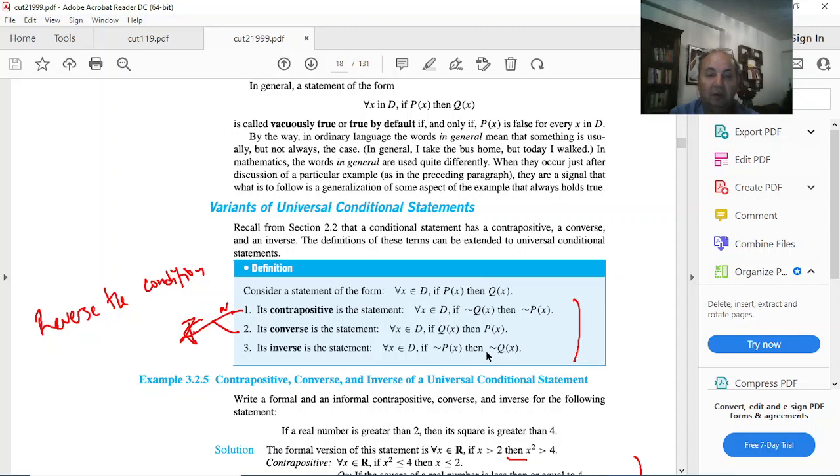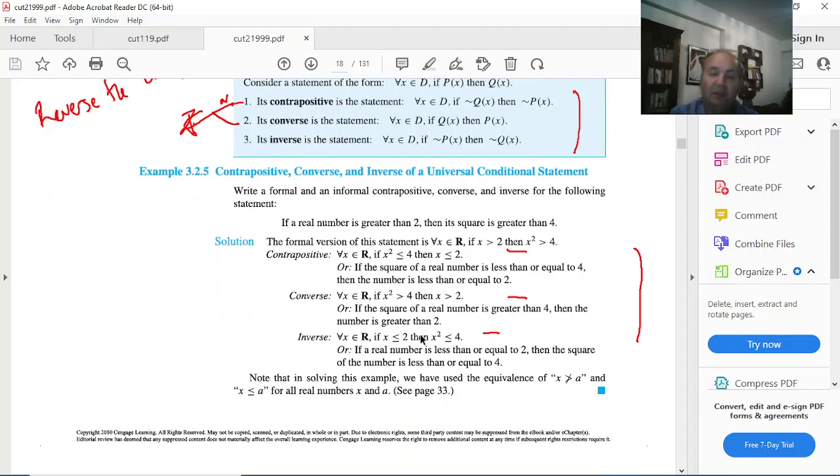Conditional reversion is here. Reverse the condition: contrapositive and converse. As an example, if x is greater than 2, then x is greater than 2; for the contrapositive, you reverse this and negate them. When you negate the greater than, you obtain less than or equal to. This is true.